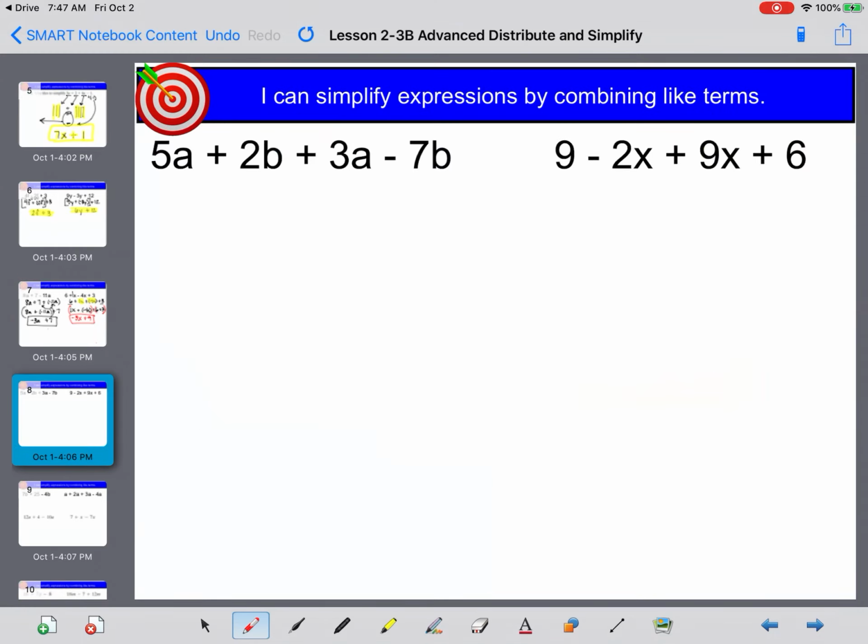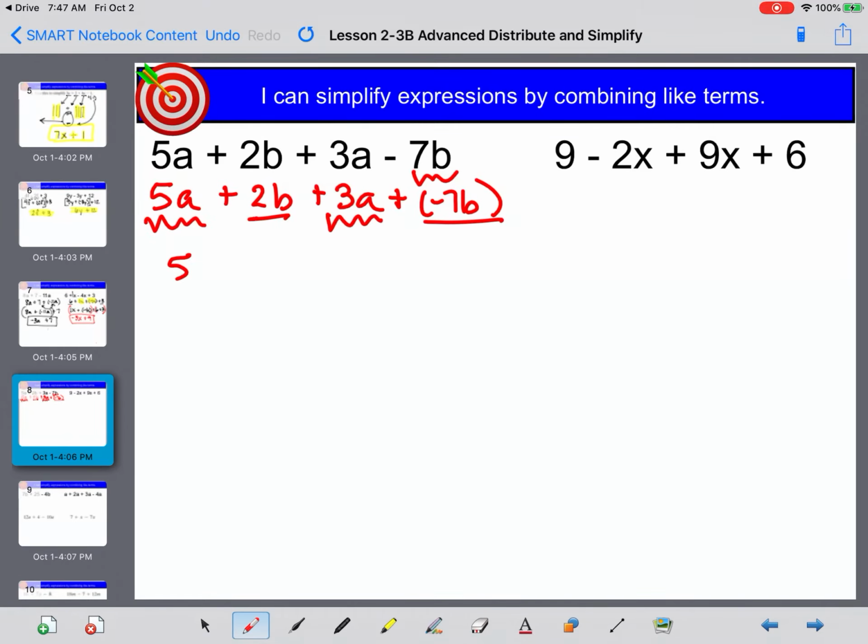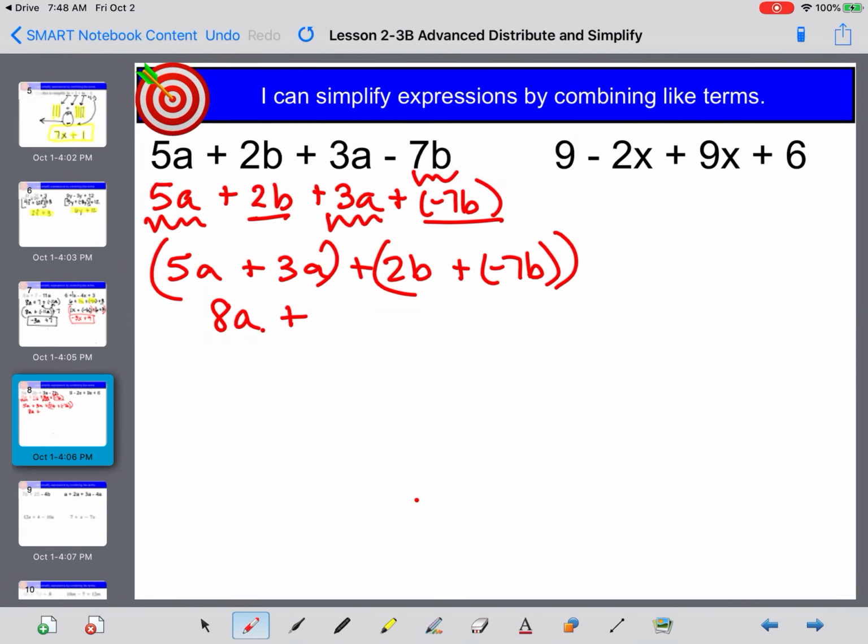Okay, let's try the next one. You should be already done with this one. Now I want to get those like terms together after I rewrite this as addition. So 5a plus 2b plus 3a plus negative 7b. Now I want to get the b's by each other and I want to get the a's by each other. So 5a plus 3a plus 2b plus negative 7b. I get 8a, when I group that together, plus negative 5b.